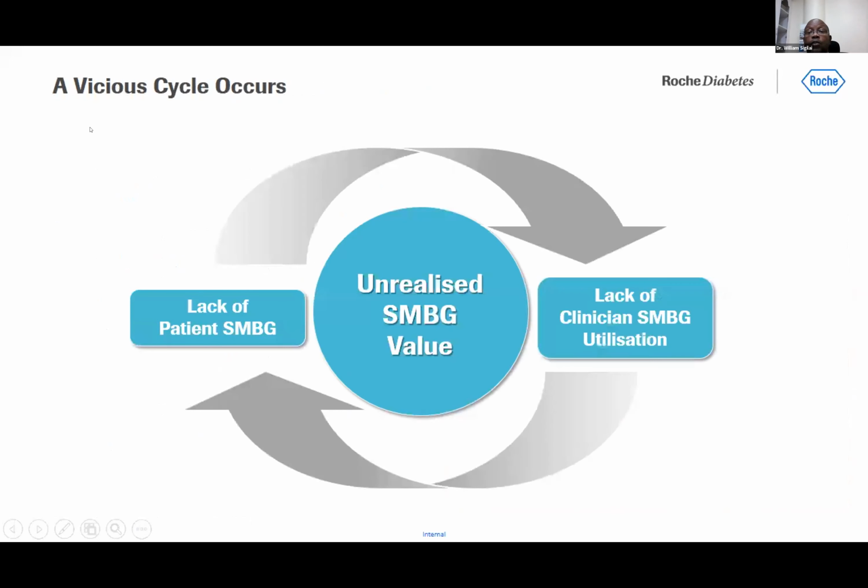So I wanted to show you this triad of a lack of patient SMBG impacting lack of clinician utilization. Also, lack of clinician SMBG utilization may occur, where the patient may have the SMBG, but the clinician is not utilizing it. And the patient wonders why they've recorded all these things and the clinician is not even interested. And the bottom line is that there will be unrealized values. You will not achieve the target values.